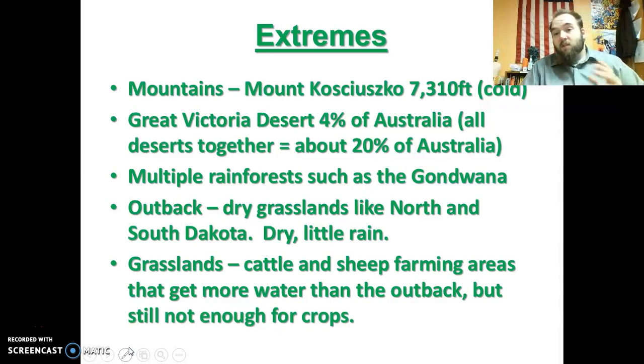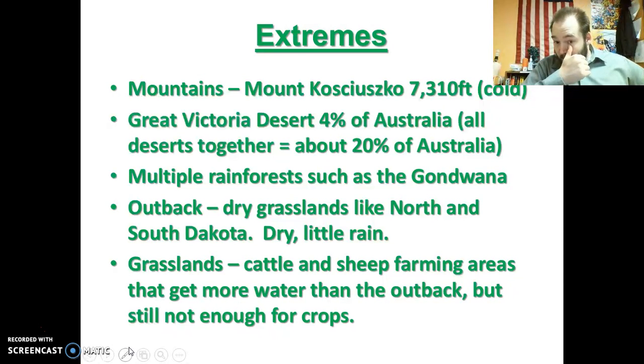All right, so some extremes. There's a mountain in Australia that can have snow on it 24/7. Every minute of every day, 365 days a year, there can be snow there. It's over 7,000 feet tall. There's one desert, just one, called the Great Victoria Desert. It's 4% of all of Australia. Put all the deserts together, 20% of Australia is desert. So that means most people are going to be living in that other 80%.